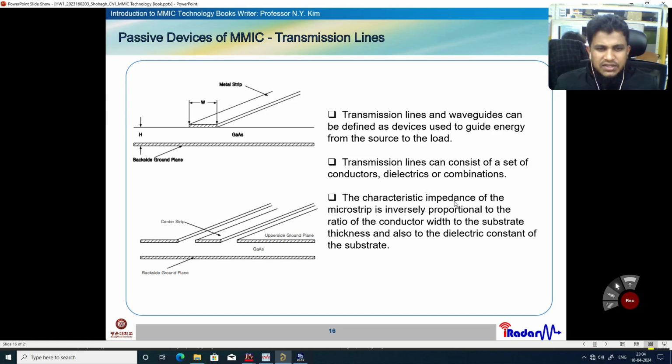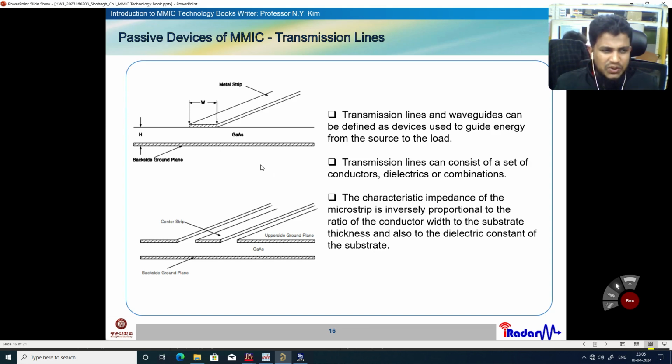The characteristic impedance of microstrips is inversely proportional to the ratio of the conductor width and thickness to the substrate thickness, and also the dielectric constant of the substrate. So this one is our microstrip transmission line, and this one is the CPW line. CPW means coplanar waveguide transmission lines.